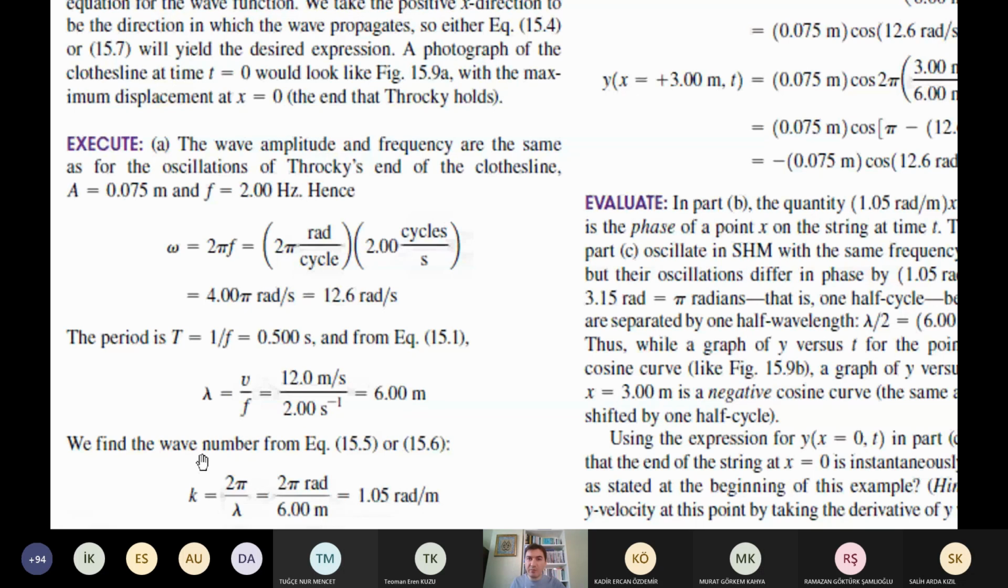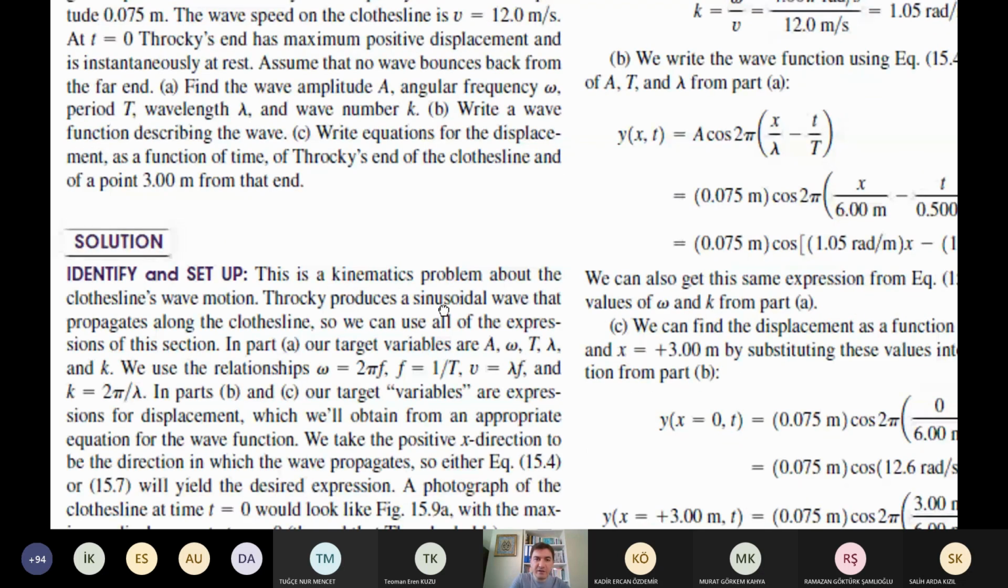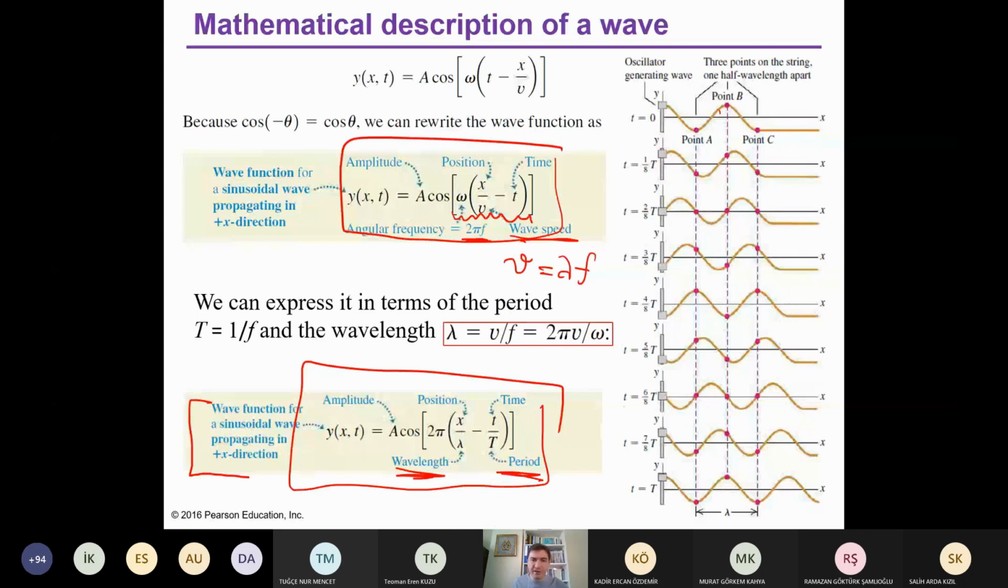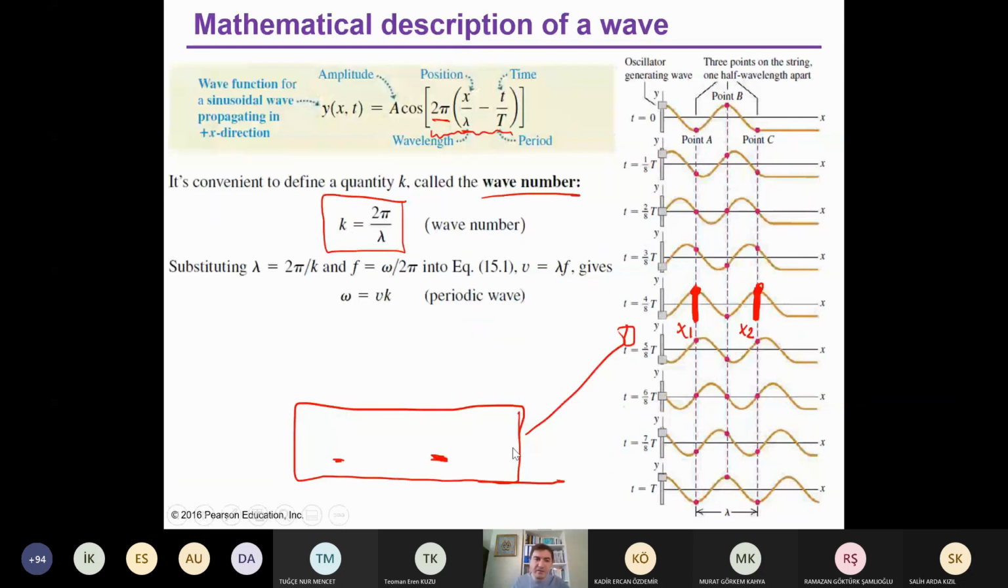And the second question: write a wave function describing the wave. Look at the equations which we have calculated here. Here we have a wave function which includes x, v, t, omega. Here we have a wave function which includes x, lambda, and period. And here we have a wave function which includes kx minus omega t. So this is the wave function.